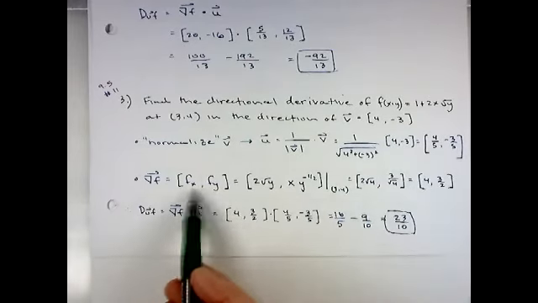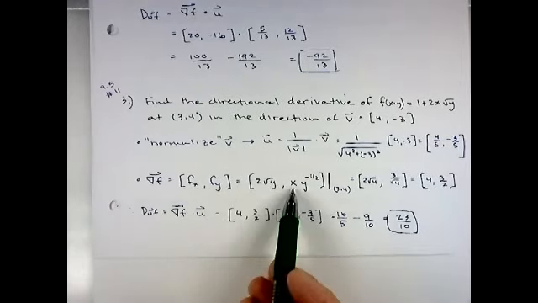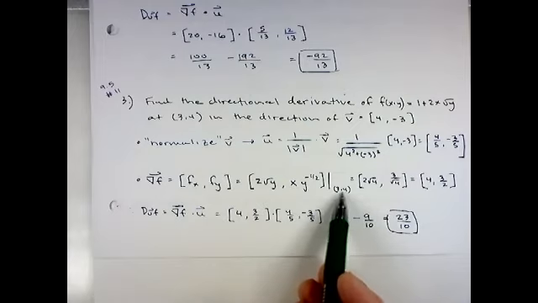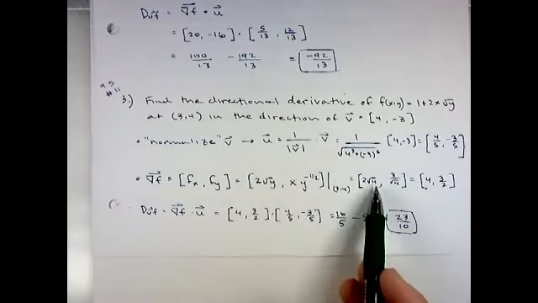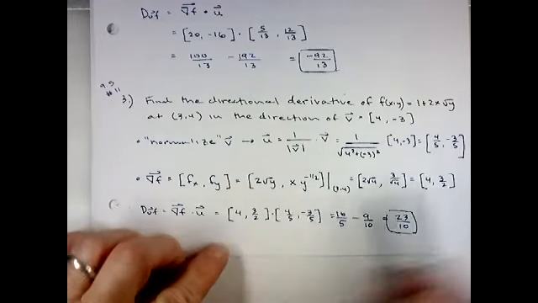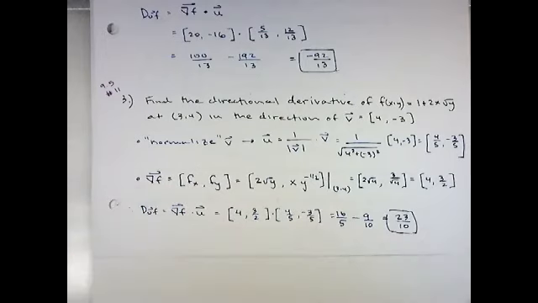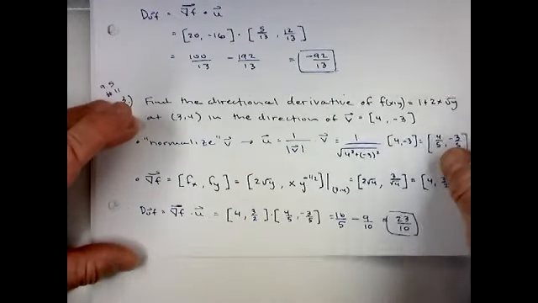My gradient, f sub x, f sub y. Make sure you can get those two answers. And then of course you do want it evaluated at your point. So that's going to give me (4, 3/2). And then I just dot my gradient with my unit vector, and I got 23/10.